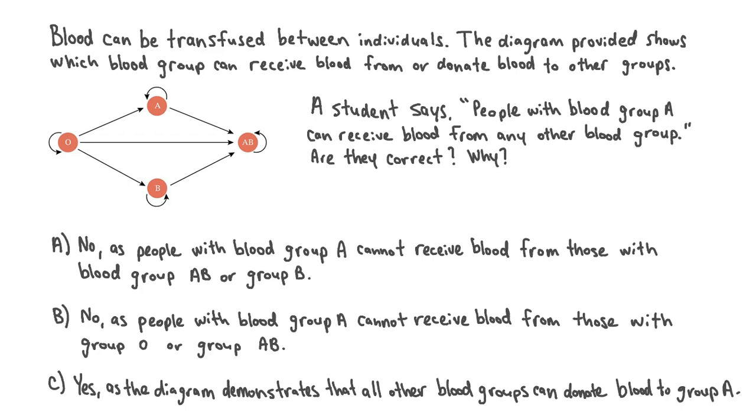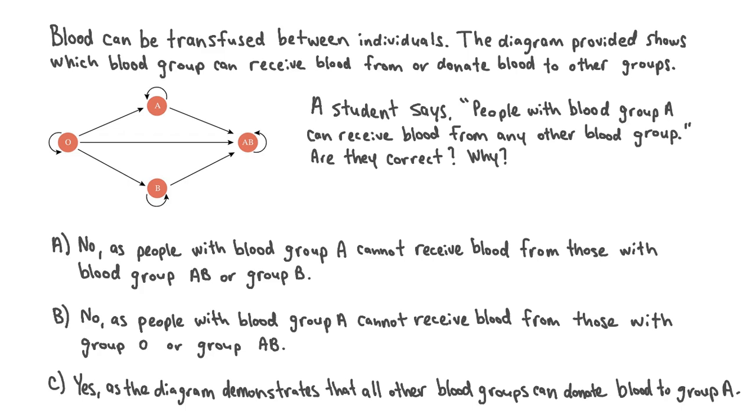No, as people with blood group A cannot receive blood from those with blood group AB or group B. B. No, as people with blood group A cannot receive blood from those with group O or group AB. Or C. Yes, as the diagram demonstrates that all other blood groups can donate blood to group A.